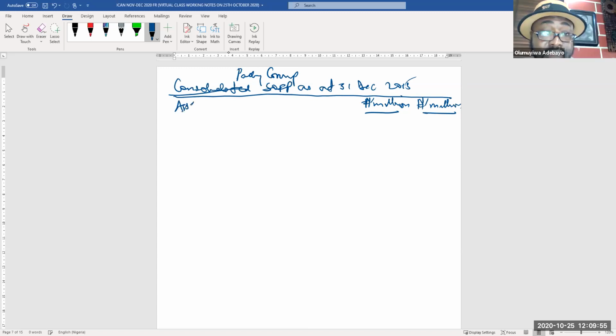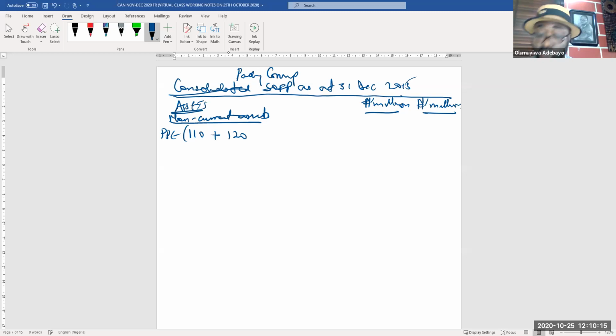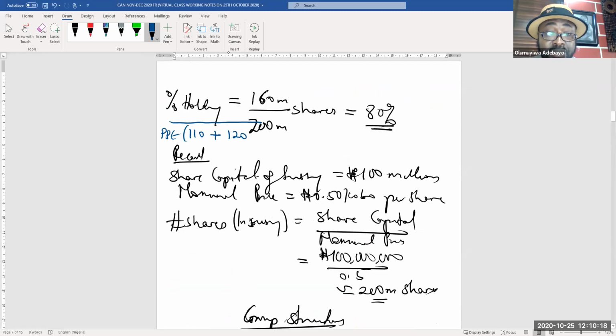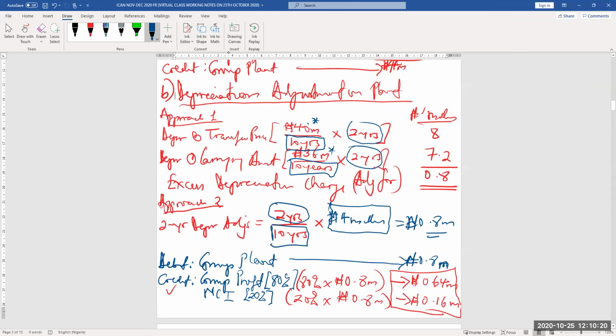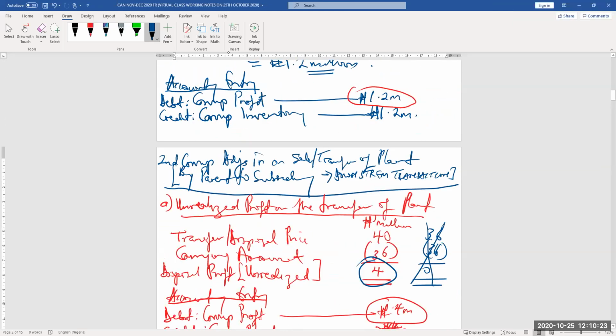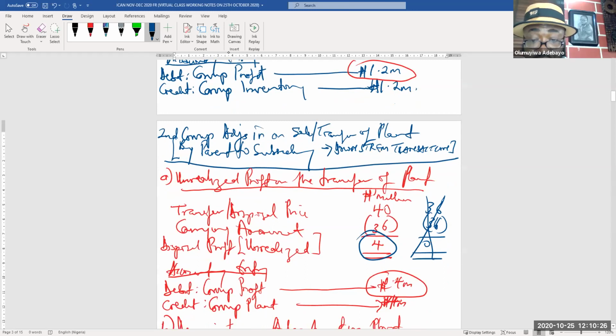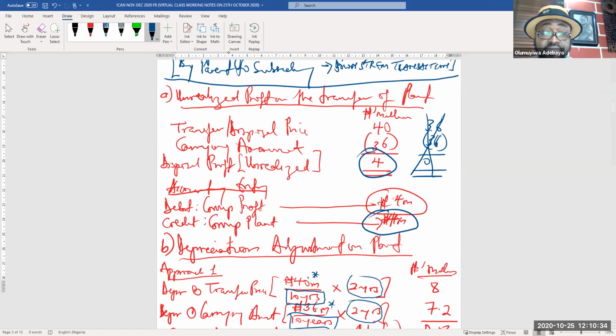Okay, assets, non-current grouping. The first item we have is PPE. Now, what's our PPE? We have 110 for the parent and 120 for the subsidiary. But don't forget, we have adjustments that affected PPE. The first adjustment that affected PPE is this 4 million, which we said we should use to reduce the overstated amount of plant, which means I'm going to minus it.